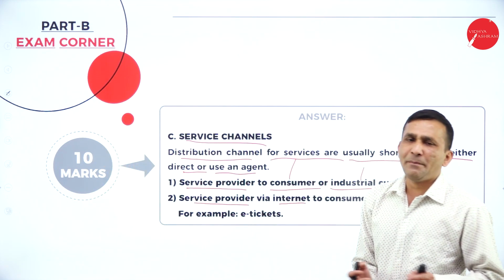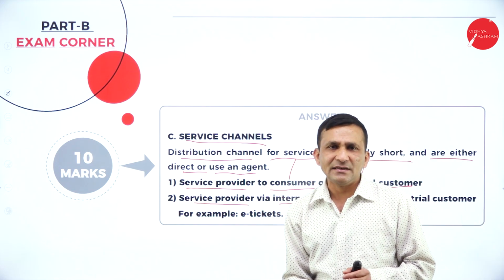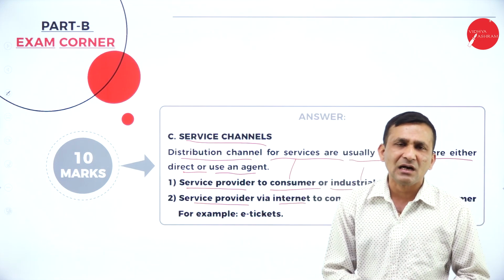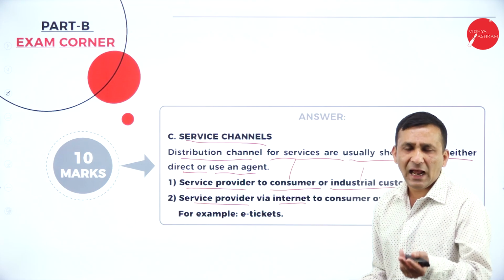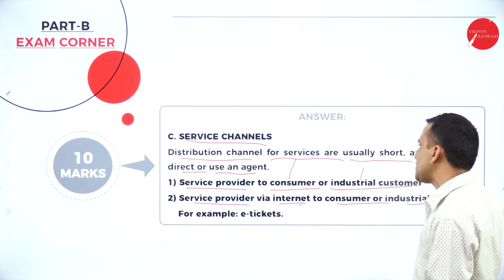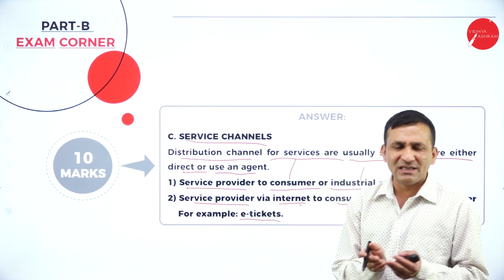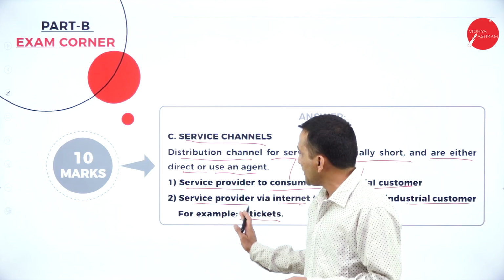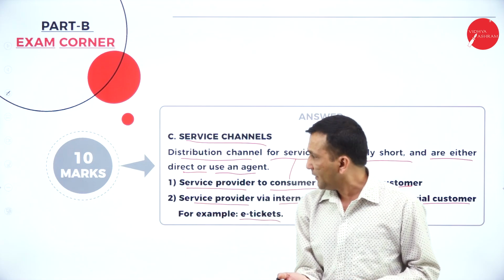So for example, if a passenger wants to book a ticket, they try to go directly to the company website. So with the help of an app they try to book. Internet, and consumer and industrial require. For example, e-tickets is the best example. Okay, so this much only is related to the service channel.